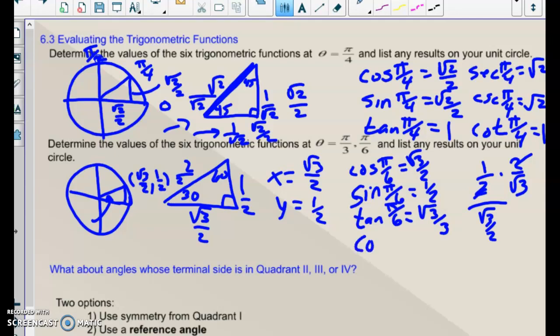The cotangent at that same point is the reciprocal. And instead of rationalizing it, it's 1 over the square root of 3. Reciprocal of that gives me root 3.